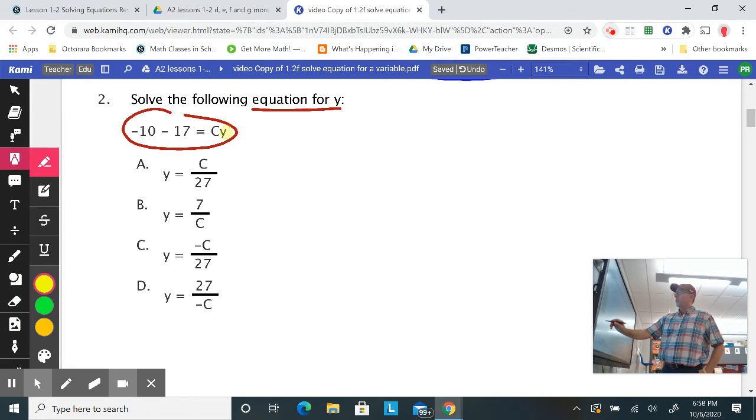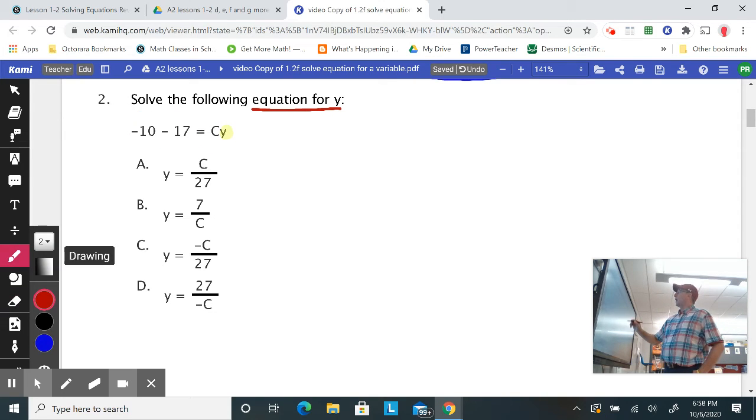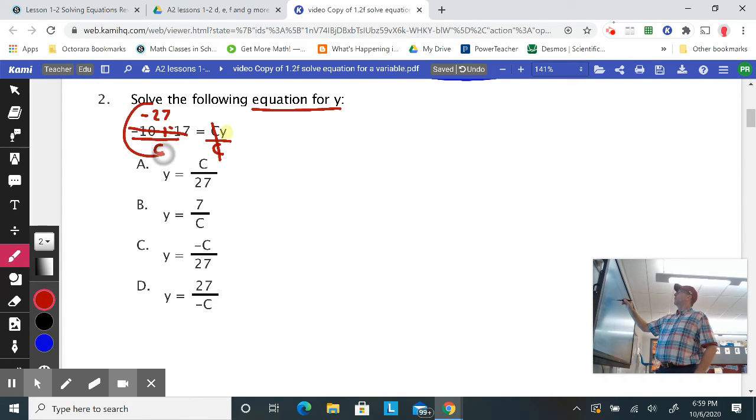So what would I need to do to this to get the y by itself? I have to divide by what it's being multiplied by, which is the c. So I divide by c on both sides. And I should have mentioned, I could have simplified the left side before I even started. What's negative 10 minus 17? Same as negative 10 plus negative 17, which is negative 27. So I'm looking for y equals negative 27 over c.